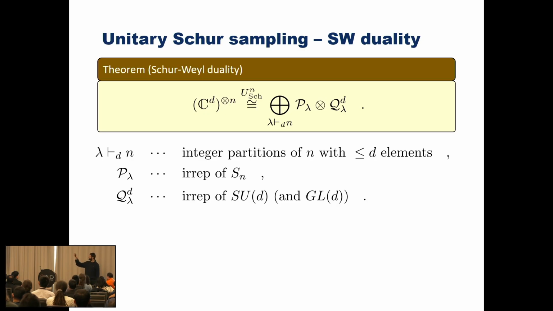What Schur-Weil duality tells us is that the action of the permutation group is diagonalized. Because if I act on the left-hand side of this equation with some permutation, I permute the registers. On the right-hand side, I will actually just act block diagonally. I will only act within each of these blocks, only on the P_lambda register, and I will leave the Q_lambda register invariant. So all the information about permutations is contained in the P_lambda register. And we call this transformation the Schur transform, this U_Sch^n. Yes, and this is what we're going to use.